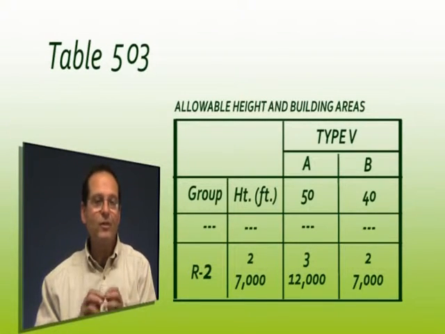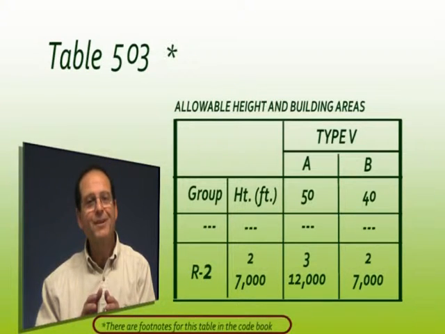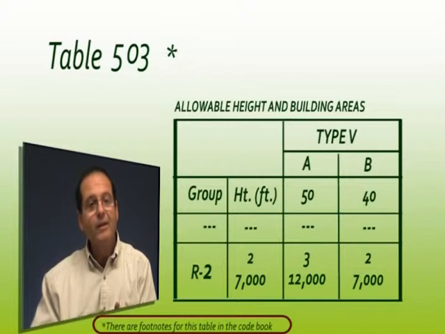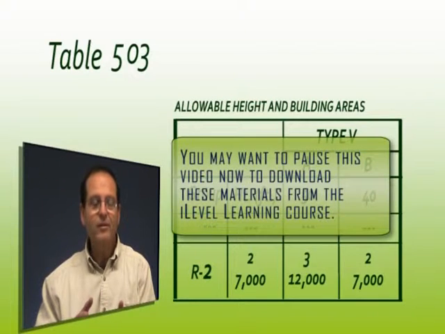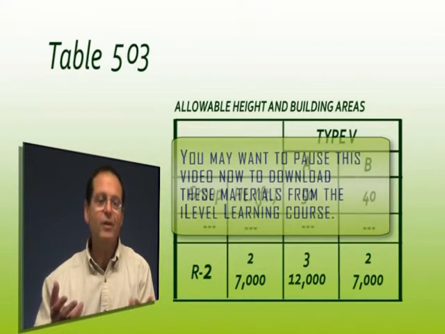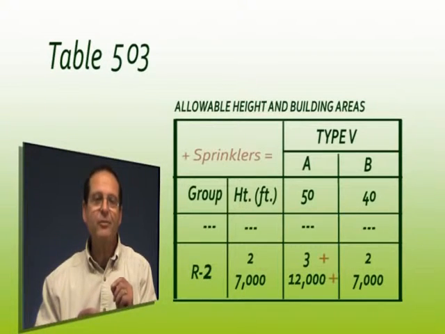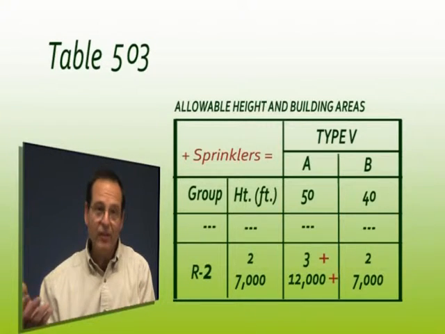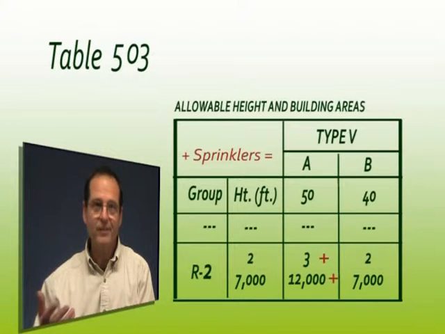Now, before we jump to the next piece of this, I will mention that there are footnotes with all these graphs and tables inside the code, which are incredibly important. You don't see them here. You can download them. We've got copies of the footnotes inside this course, so you can take a look at them, or obviously with your own code book. But the key piece you should be aware of is the sprinkler option. It is possible to extend the stories or increase the square footage using sprinklers. In our case, we didn't have to do that. We can just use the information right out of here. The sprinklers are just a nice extra, and we'll see why.